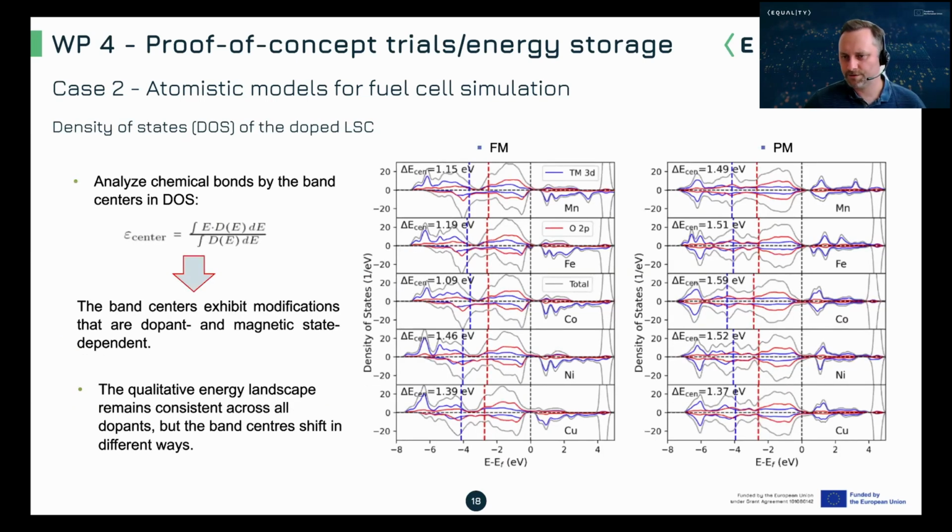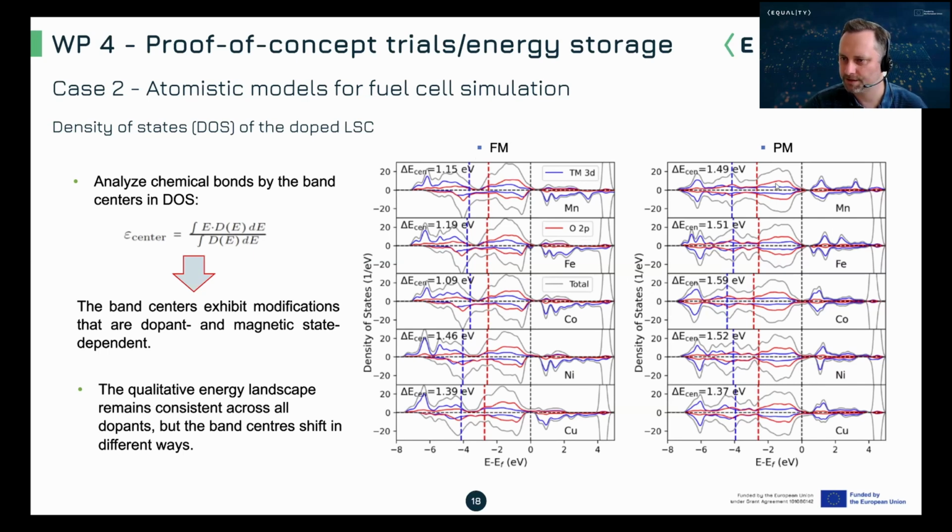Okay, and now coming to the final thing, what we also did is a very detailed analysis of the electronic structure of the LSC system with doping. So what is shown here is the density of states for such a system. The Fermi energy is here, and this shows it for all the different doping elements. The exact shape of these curves is not so interesting, but what can be seen is here is the ferromagnetic state, and here the paramagnetic.